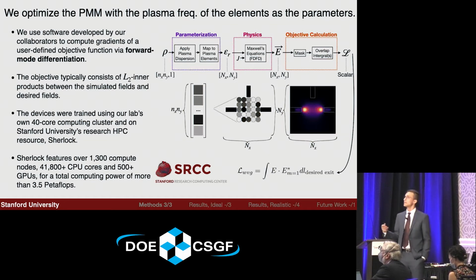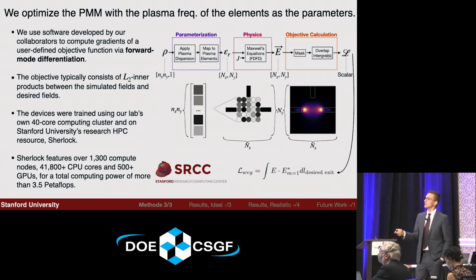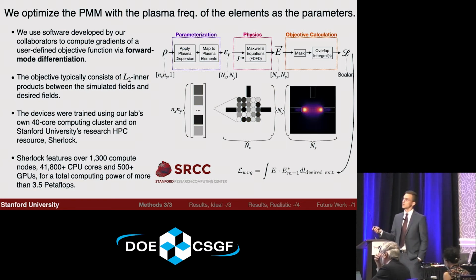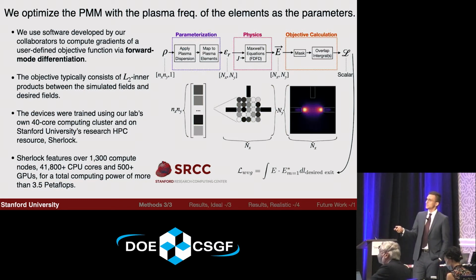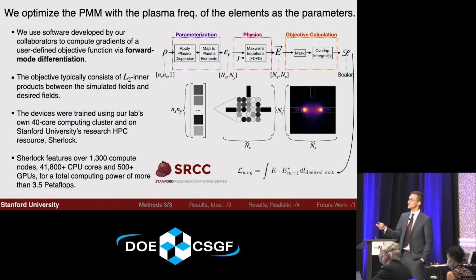So we optimize the permittivity with the plasma frequencies of the elements as the parameters. And we do this via forward-mode differentiation. So you basically compute the gradient as you go, as you compute the simulation, and then compute the backpropagation. This is using software developed by our collaborators called Ceviche. So you take your parameters rho, you map those to your plasma elements to come up with this relative permittivity domain. You apply Maxwell's equations, do your physics, you get your fields out, your solutions.